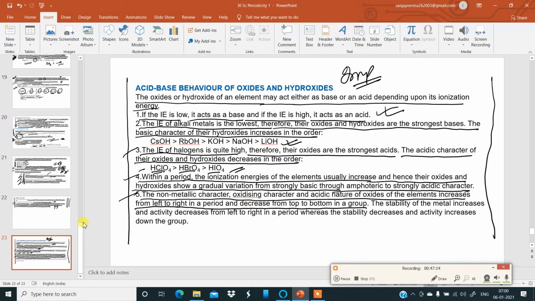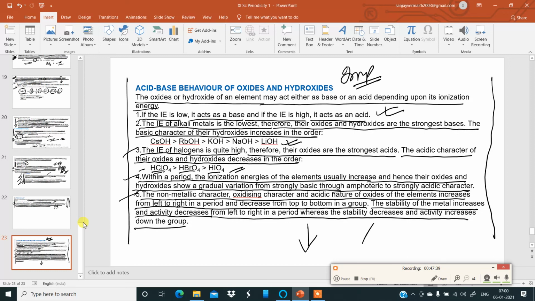Non-metallic character is what? Increasing. Oxidizing character is what? Increasing. Acidic nature of oxide is also increasing from left to right. But if you move from top to bottom in a group, it is going to decrease. The stability of the metal increases and activity decreases, activity means reactivity, from left to right in a period, whereas the stability decreases and activity increases down the group.